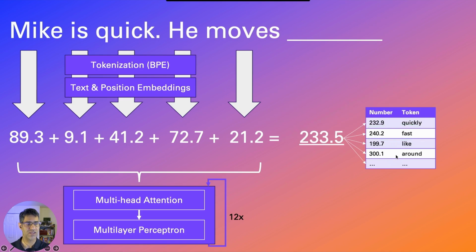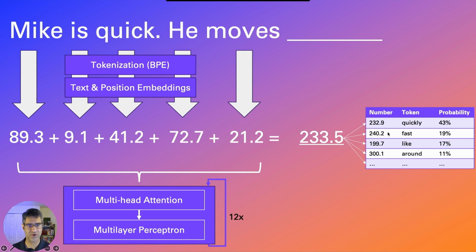And what we'll do is we'll take words that are closest to this 233.5, and we'll give them a higher probability. So here we might give quickly a 43% probability, but fast will get a 19% probability to recognize that it's further away from the number that the model predicted.